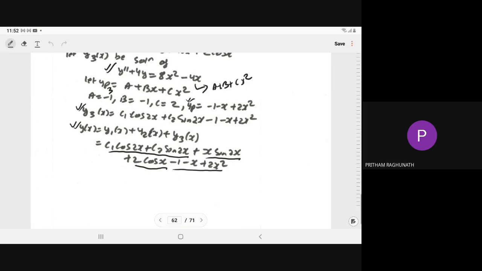Important is how to write the particular solution. In that case, you have to check what is the R(x), then whether there is duplicacy or not. To avoid the duplicacy, you multiply by x one by one.